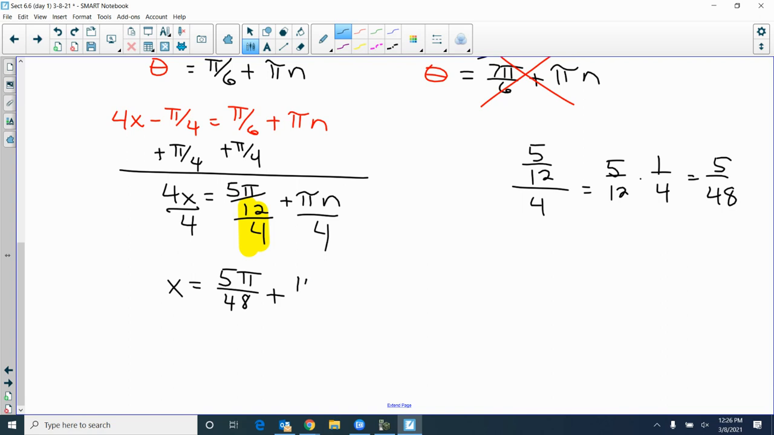plus pi n divided by 4, any integer n. So one set of answers for tangent and cotangent only. Tangent and cotangent only, one set. All right, I want to hit one more like that one.